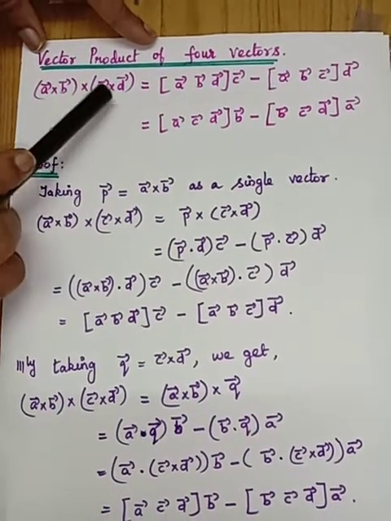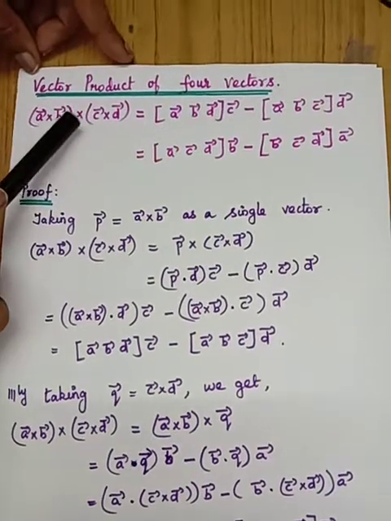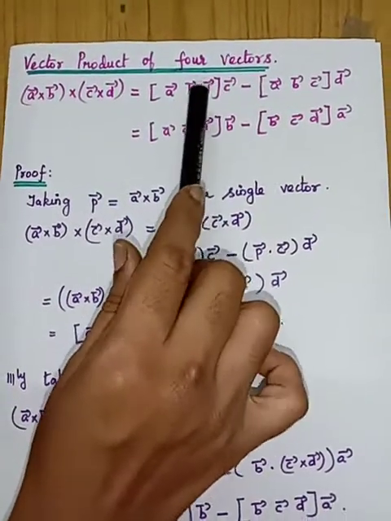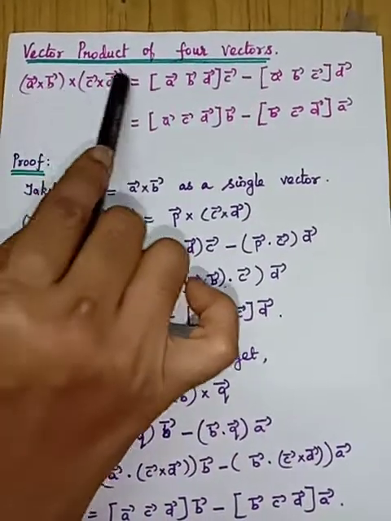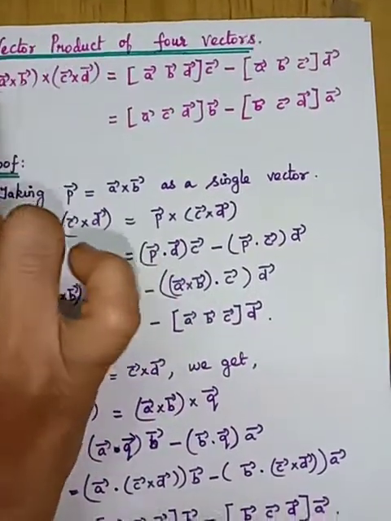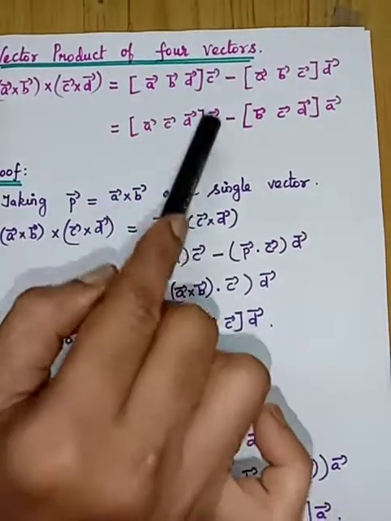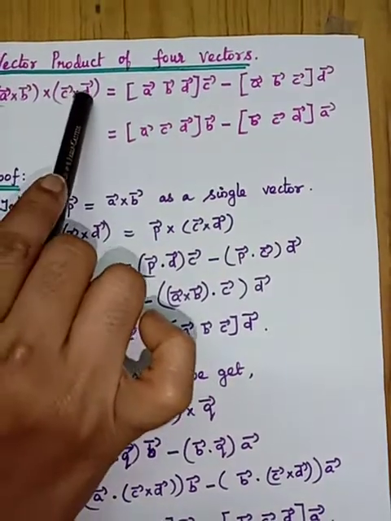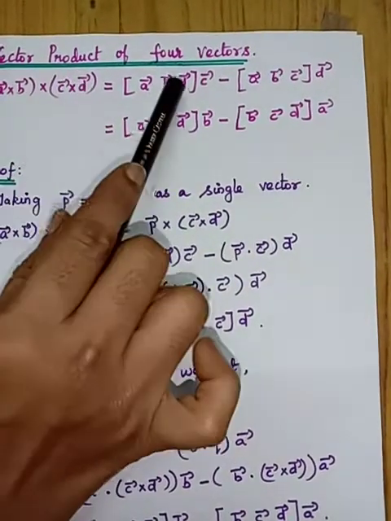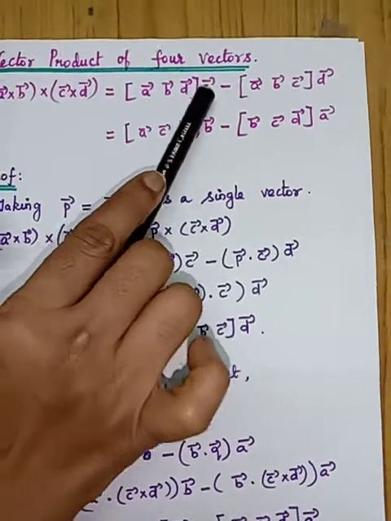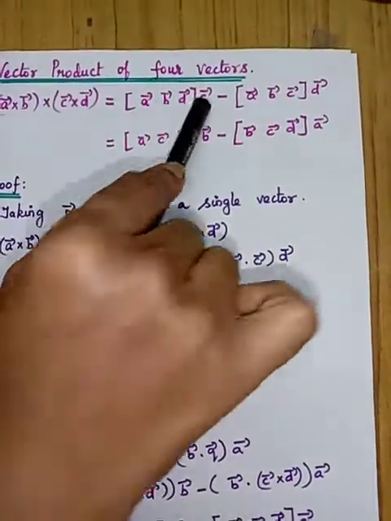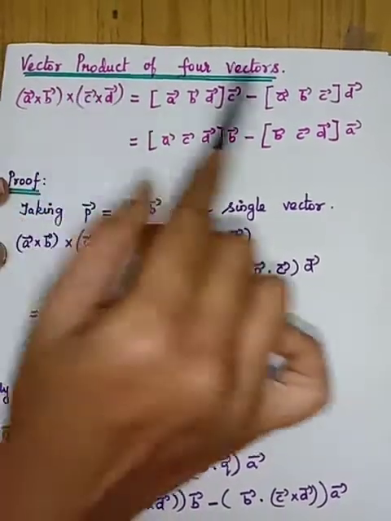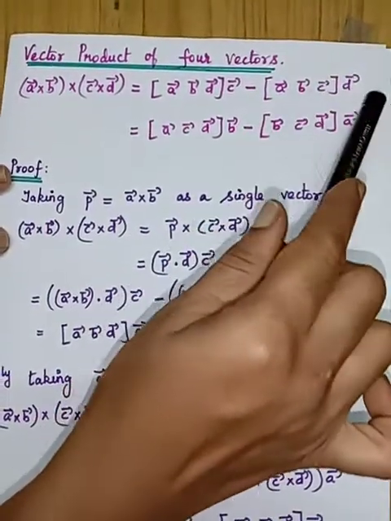So how many vectors are there? 4 vectors. So it is called the vector product of 4 vectors. You can write this as two answers for the same question. So for the vector product of 4 vectors, you have 2 answers. You can write the box product of A, B, D vector into C vector. It's a number. So number into C vector minus the box product of A, B, C into D vector.